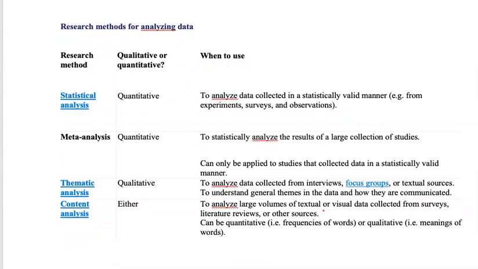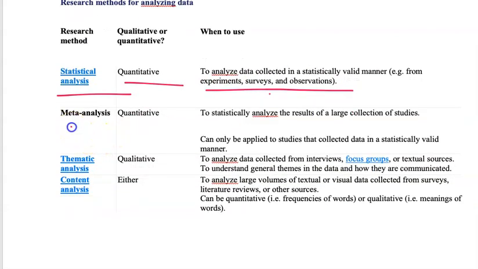So here are some examples of analyzing data. Statistical analysis can be done for quantitative data to analyze the data collected in a valid manner. For example, experiments, surveys, and observations can be analyzed using statistical tools. Meta-analysis is also a quantitative data analysis to statistically analyze the results of a large collection of studies.